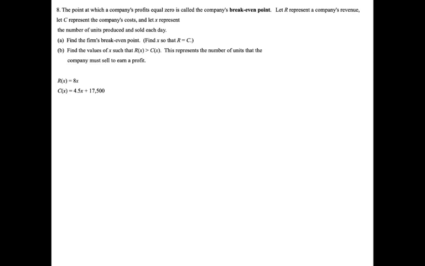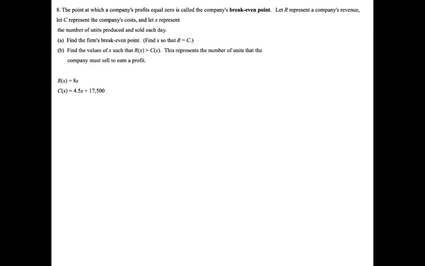All right, so for number 8, we've got a company, and we're told the point at which a company's profits equal 0 is called their break-even point. So R represents the company's revenue, and C is going to represent the costs. And then X is the number of units produced and sold each day. So imagine, well, I don't know, we're making like cell phones. And so X is going to represent the number of cell phones that we sell. R is our revenue, and C is the cost. How much does it cost us to make these phones?